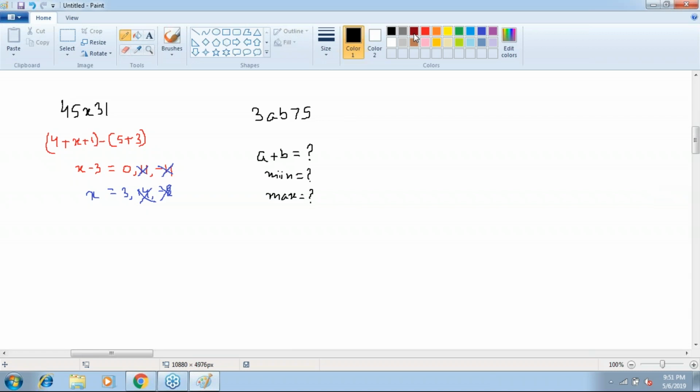Fine. So our number 3AB75. Let's make the two groups. Two groups are 3 plus B plus 5 minus A plus 7. What do we get? We get 1 plus B minus A.